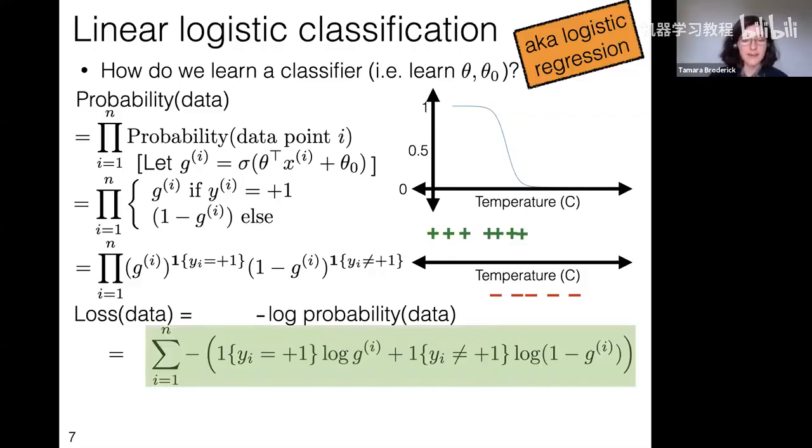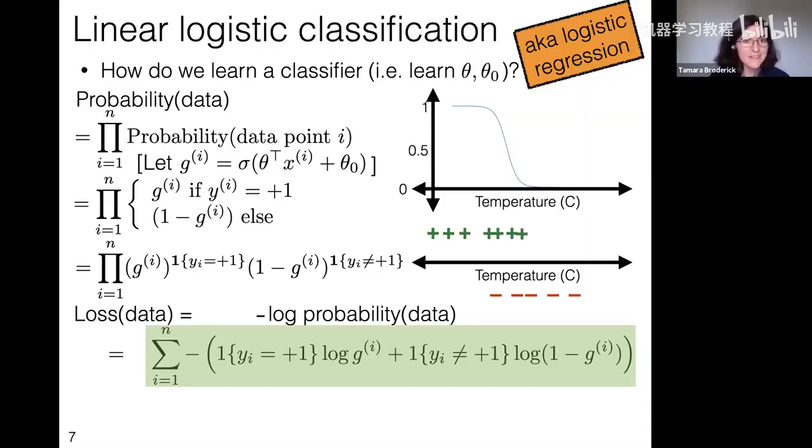And so finally, we have this whole quantity, which we got by saying, hey, this is the negative log probability of the data. It depends on theta and theta naught through the g_i. And so we can think of this as our loss. Now this also, if you think about it, looks very familiar. So in particular, when we defined training loss in the beginning, we said that it was basically the sum of losses on individual data points. And that's what we have here.